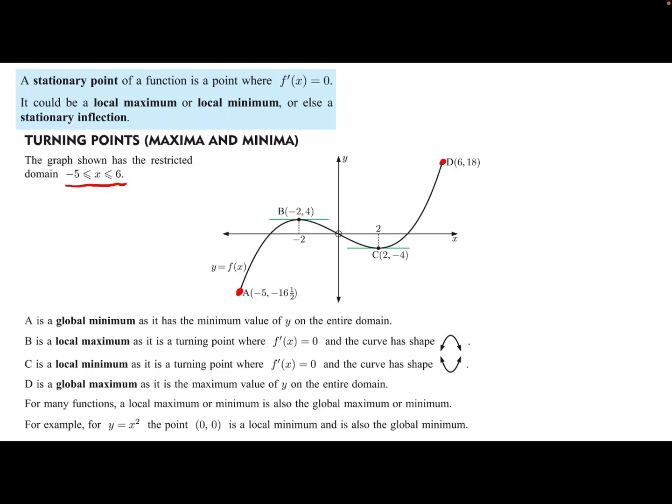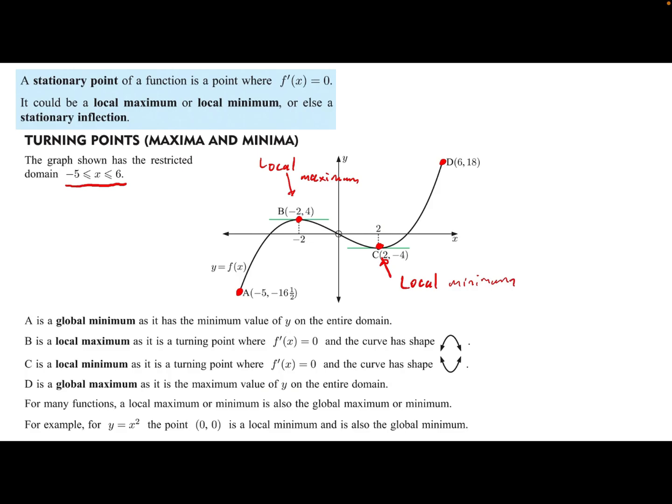This is the highest y value on the function. But here is what we call a local maximum. A local maximum. And here we've got a local minimum. Okay, so don't get the two confused, all right?